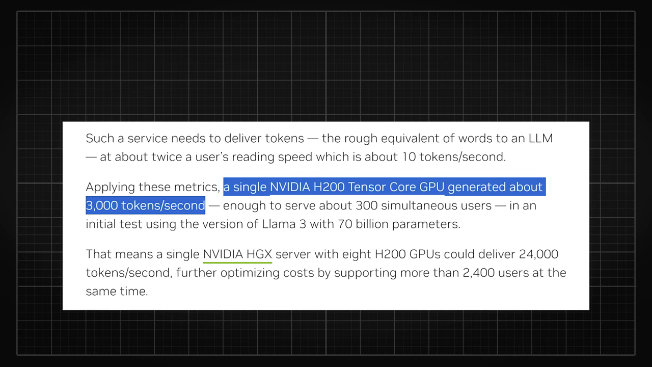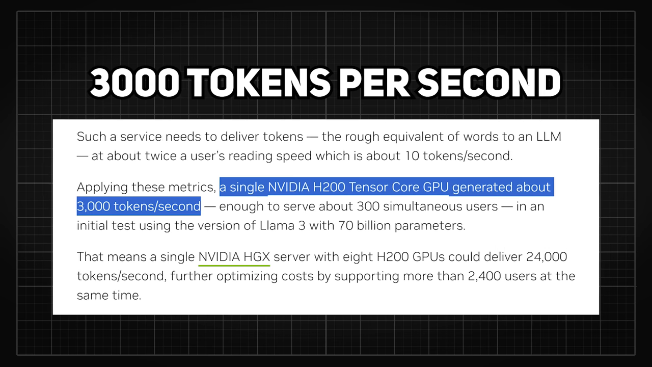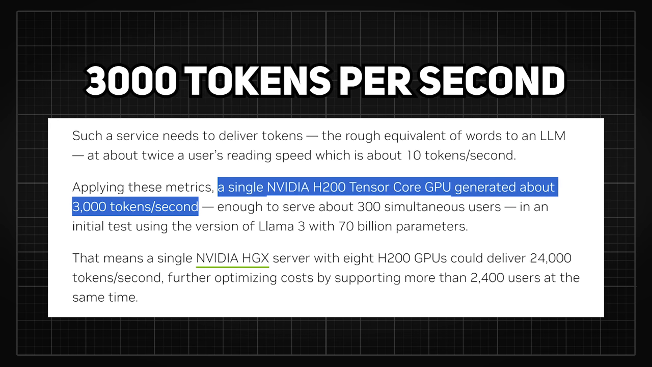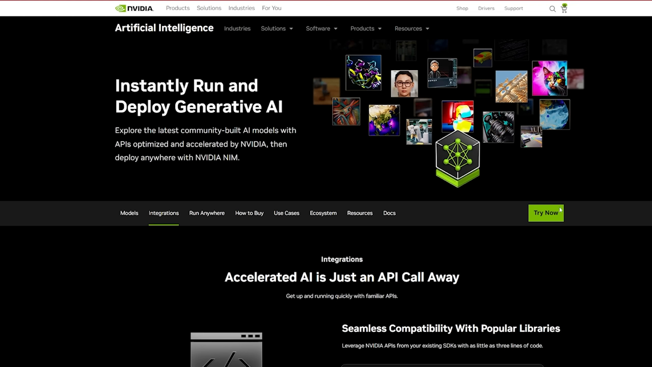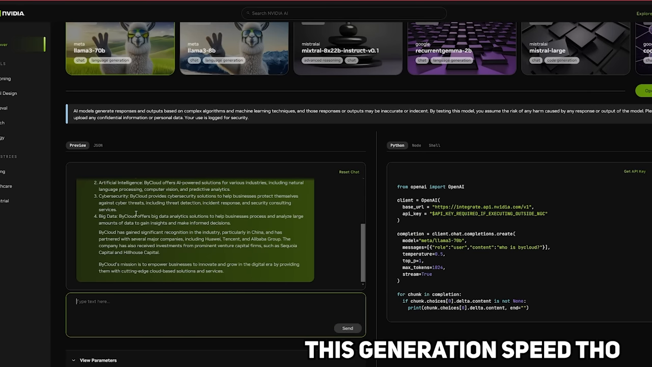But on a side note, NVIDIA is even able to optimize Llama 3 70B and generate at 3000 tokens per second on a single H200, which is nuts. And if you want to quickly try out Llama 3 right now, you can go to ai.nvidia.com and they provide free inference for you to try out a specific model.